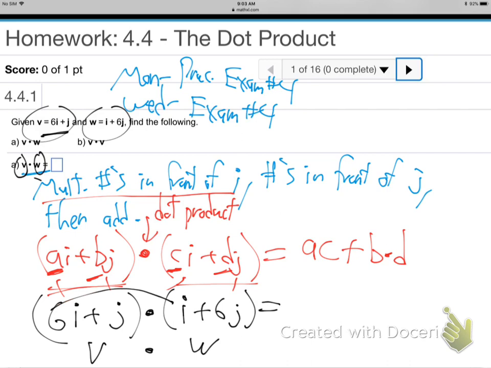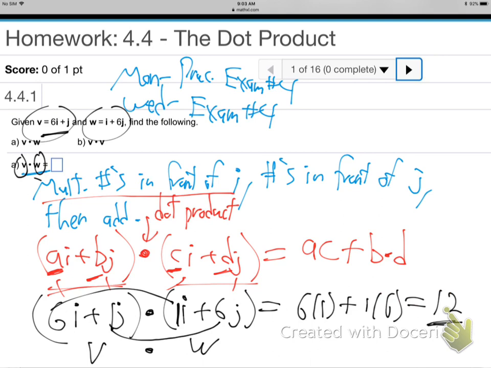You just multiply the two. What number's here? 1. So it's just 6 times 1 plus 1 times 6. Add them together, 12. So it's very simple to do. It's the simplest kind of multiplication. Notice it's not a vector. It's just a number. The dot of two vectors is not another vector. It's not an ij thing anymore. It's just a number now.